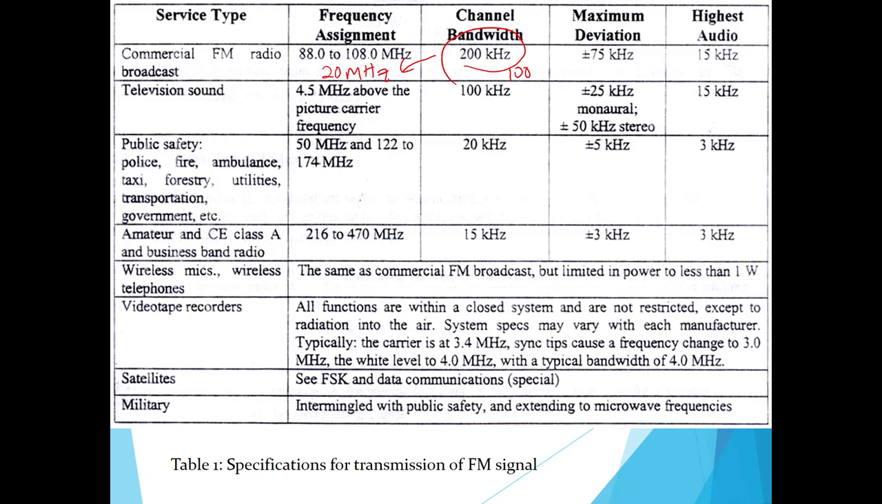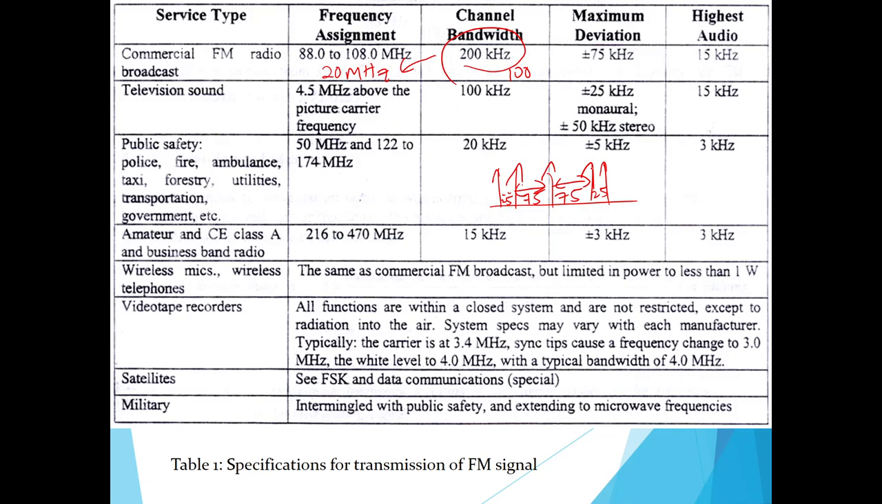So you see that for 100 stations, the maximum deviation is 75 kilohertz. 75 and 75 is 150. So where is the other 50 kilohertz? The other 50 kilohertz is what we call the guard band, 25 and 25. We will see about this later.